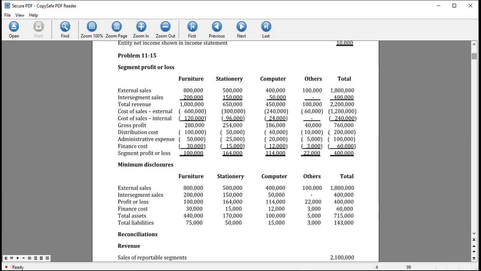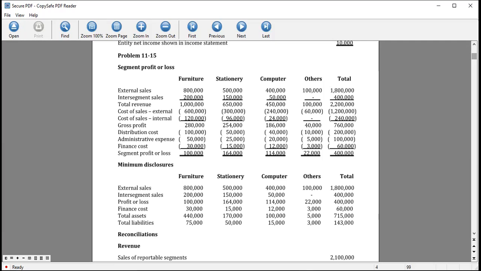be allocated as 50% to furniture, 25% to stationery, 20% to computer products, and 5% to other segments. Now, the cost of sales related to inter-segment sales amounted to 240,000 to be allocated as 50% to furniture, 40% to stationery, and 10% to computer products.